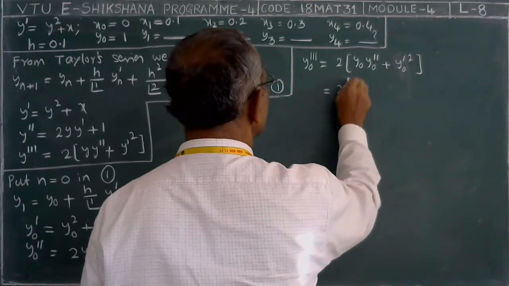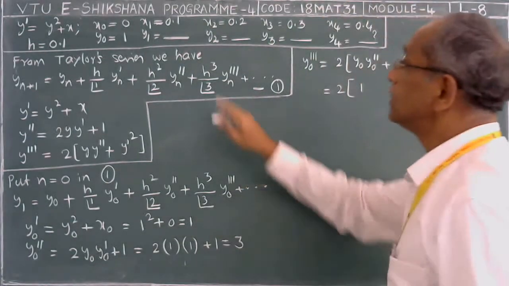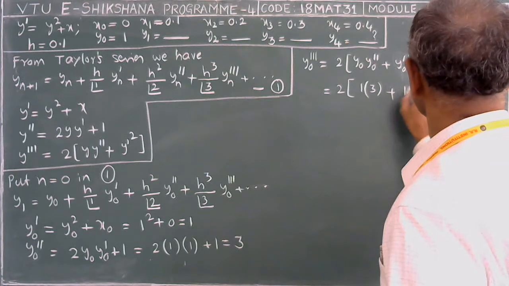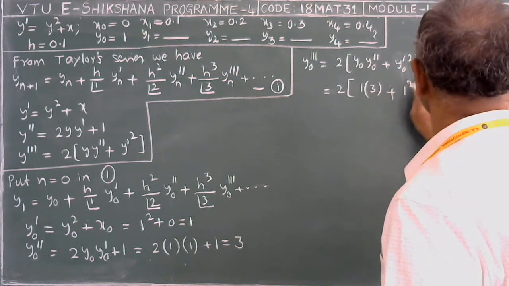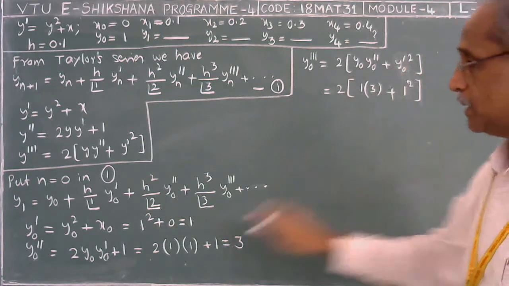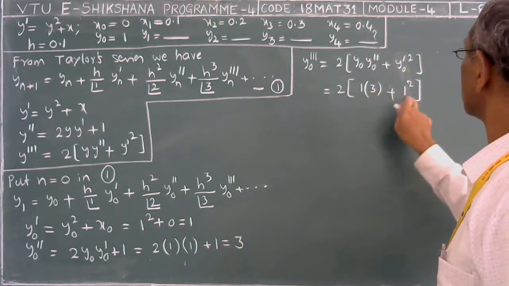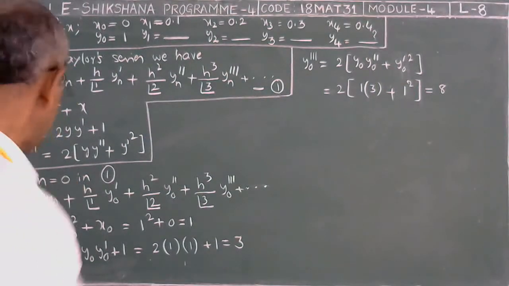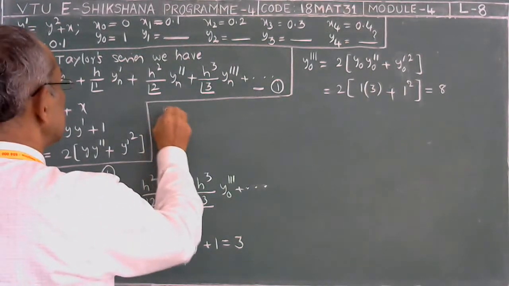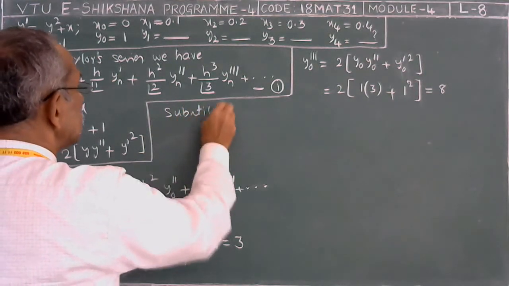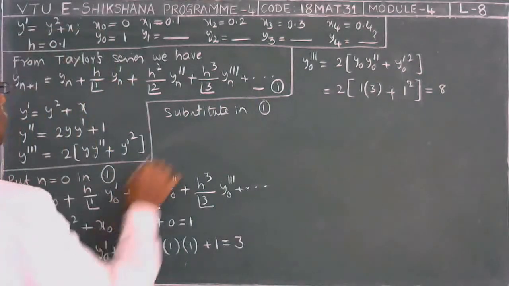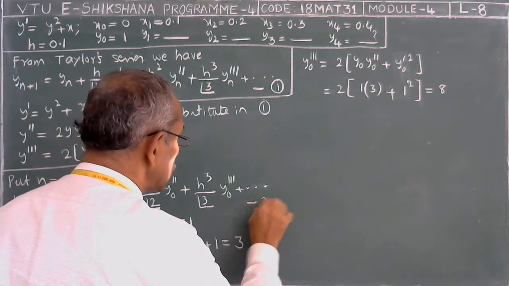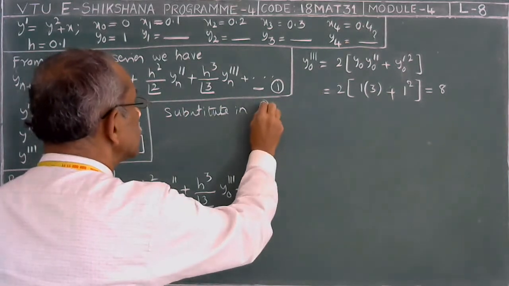Two into y naught is one. y naught is 1, y naught double dash is 3, y naught dash square is 1 square. So this is 3 plus 1, 4, which gives 8. y naught triple dash is equal to 8. Now let us substitute these values in 1, sorry, we call this equation number 2. So substitute in 2.